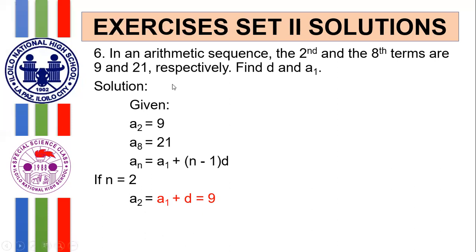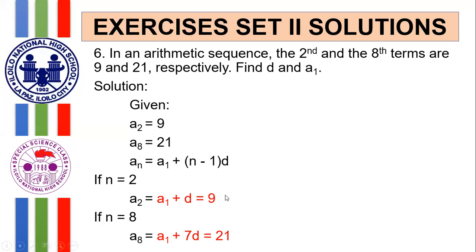For the next given, a sub 8 equals 21. So the subscript here is 8. So if n is 8, then you will have a sub 8 equals a sub 1 plus 8 minus 1, or 7 times d, or 7d. And since the 8th term is 21, a sub 1 plus 7d is equal to 21.